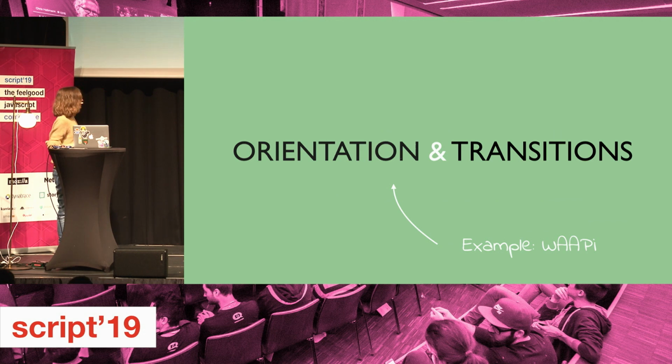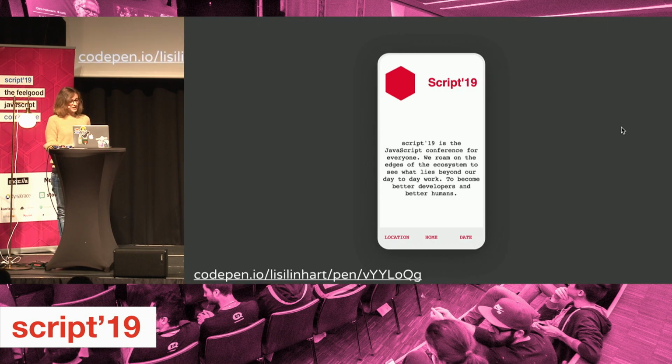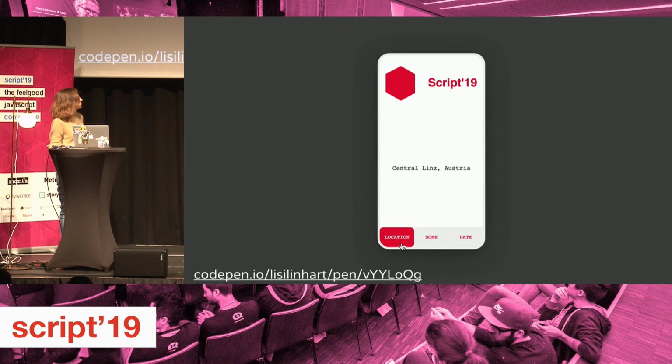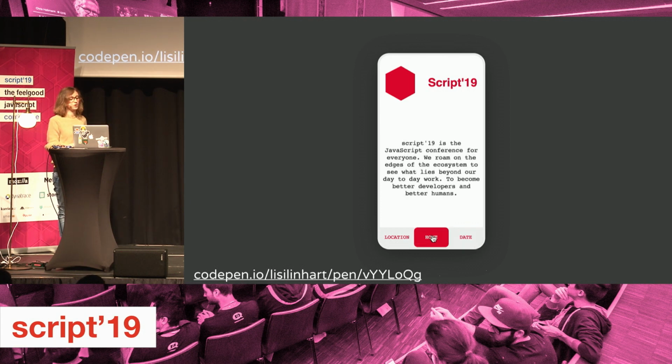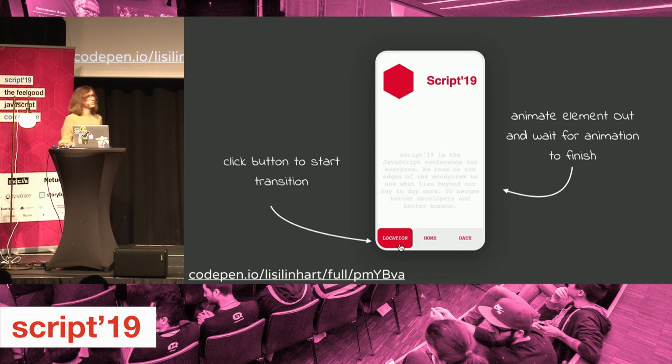I built a little example with the Web Animations API. Who has used the Web Animations API here? Not that many, so that will be useful. It's a tiny, tiny app that just animates whenever I click a link in the bottom. So I click a link in the bottom, and then I'm animating something out, and then I'm animating the new content in. I do that in vanilla JavaScript. I click a button, I listen to an event, then I'm animating one element out and another element in.